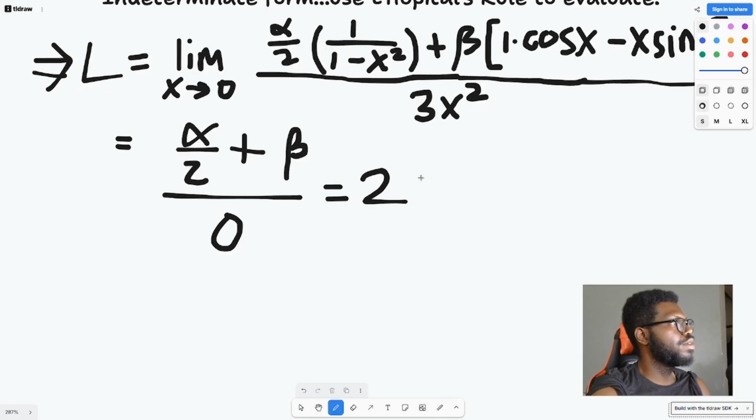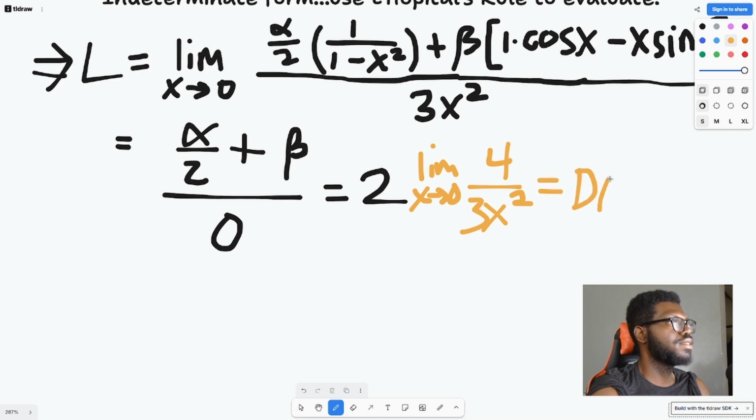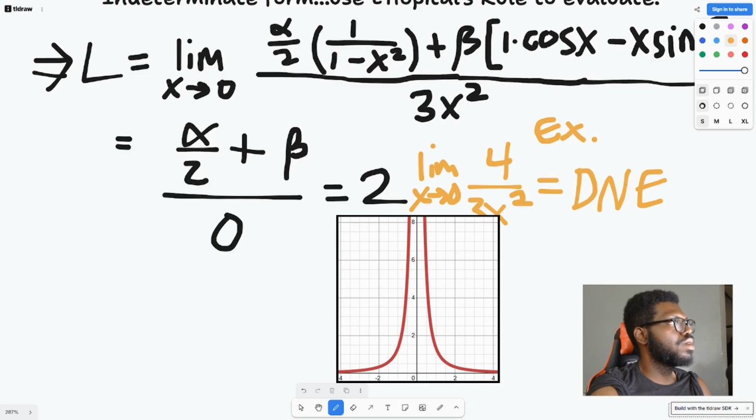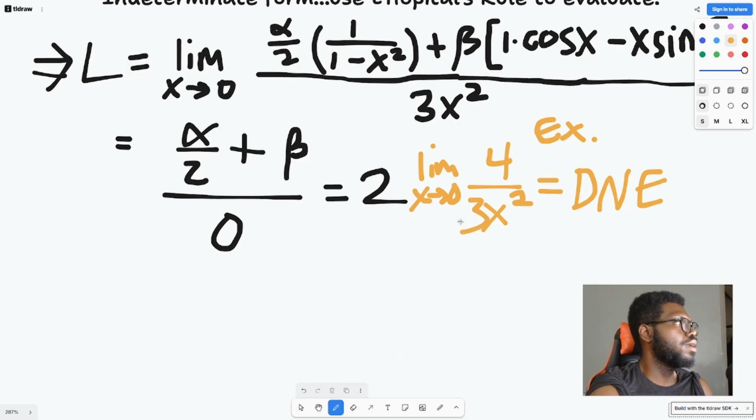Like, let's say that this numerator is 4. That means that we end up with the limit as x approaches 0 of 4 over 3x squared. But this is not defined. This doesn't exist. It's not equal to a finite number, which you can see more easily if you just look at a graph of this function here. So the only possibility, if alpha over 2 plus beta can't be non-zero, is that alpha over 2 plus beta is equal to 0. So in order for this limit to exist, we have to have another indeterminate form.